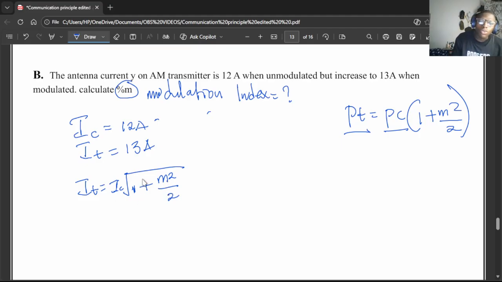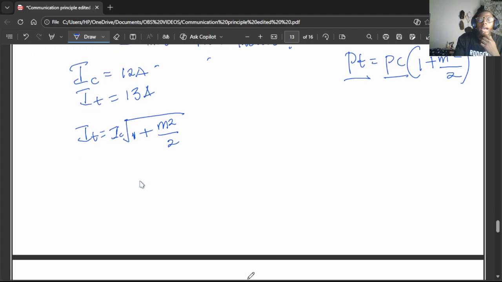Now look at this equation. What do you think you do to simplify it? We can simplify it by squaring both sides of the equation. Squaring both sides, you will now have IT square is equal to IC square into 1 plus M square over 2.